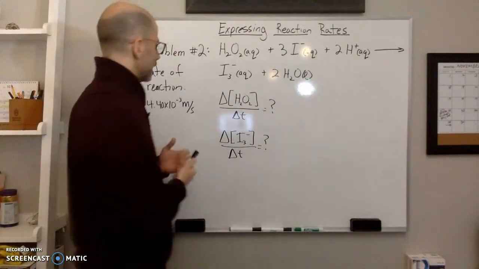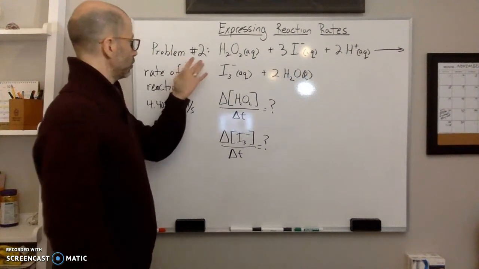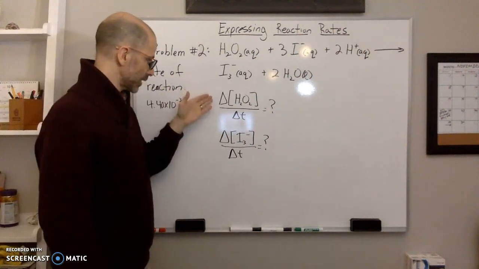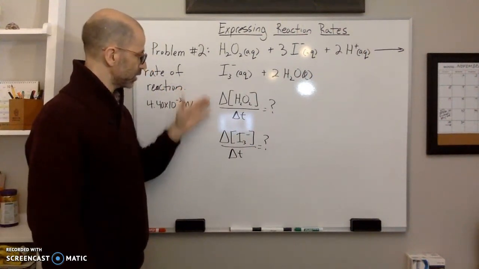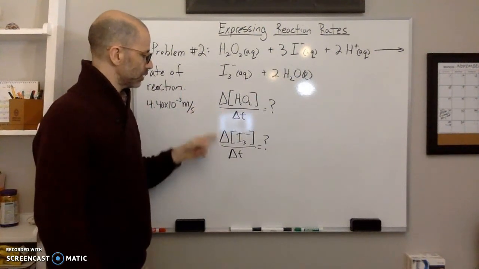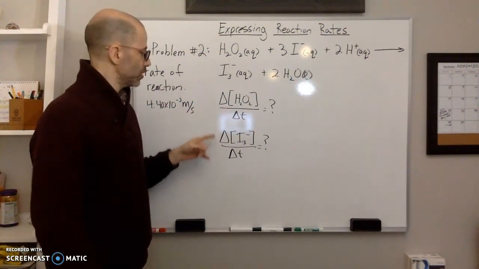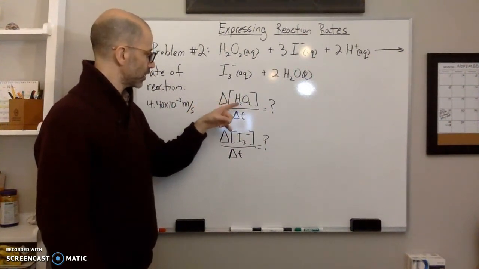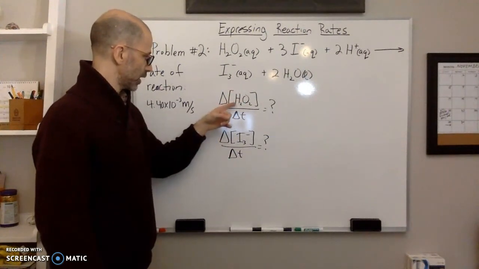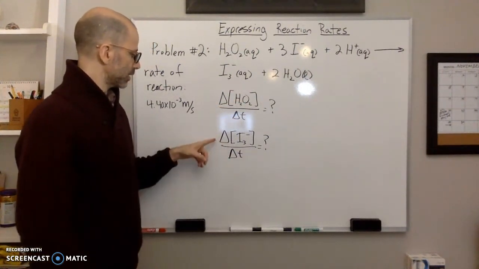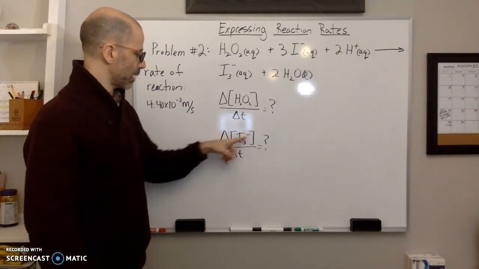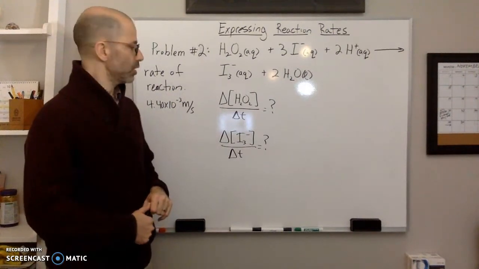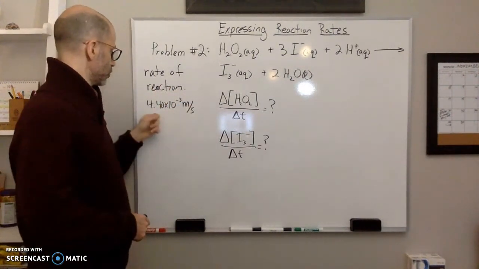Okay, so for the second problem, same equation, but now we're going to predict the rate of change of the two products. So here's the rate of change of the concentration of H2O2, the hydrogen peroxide, over time, and the rate of change of the I3 minus over time during the same 10 seconds as the last problem. So this was the rate of the reaction.